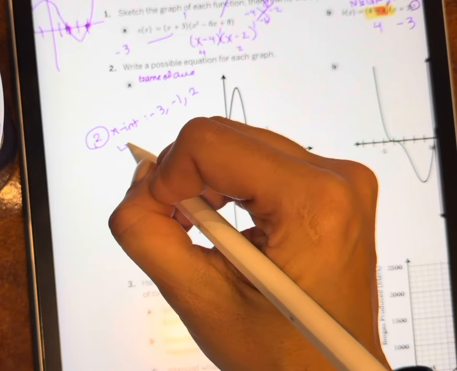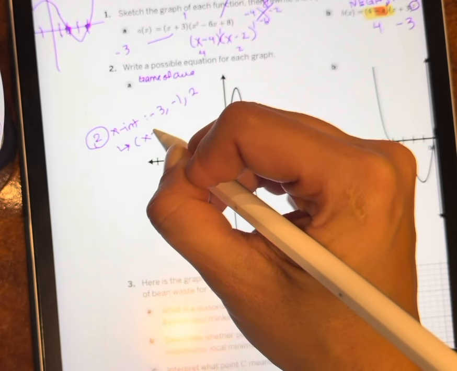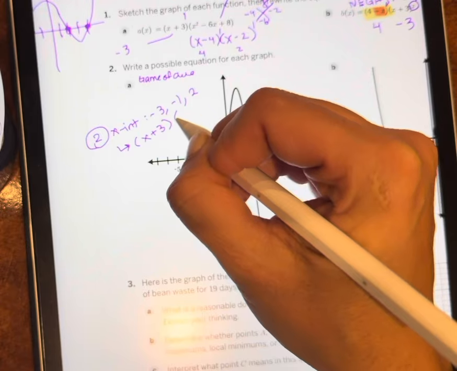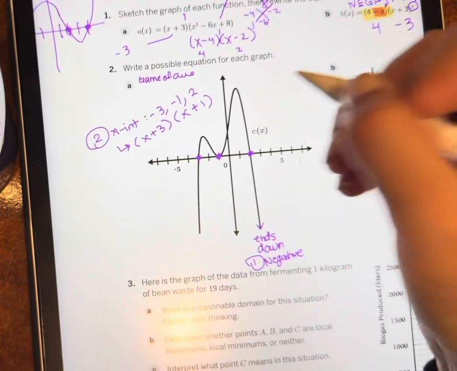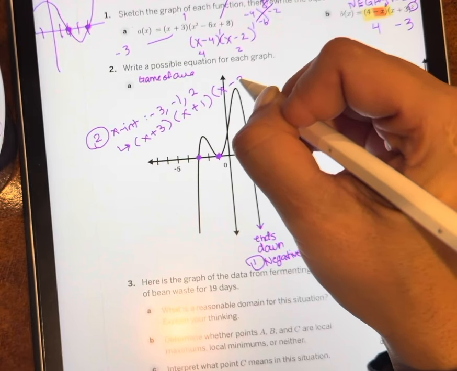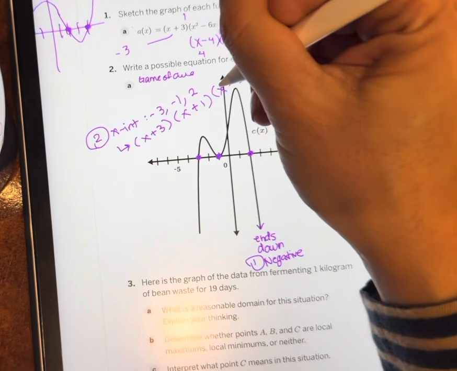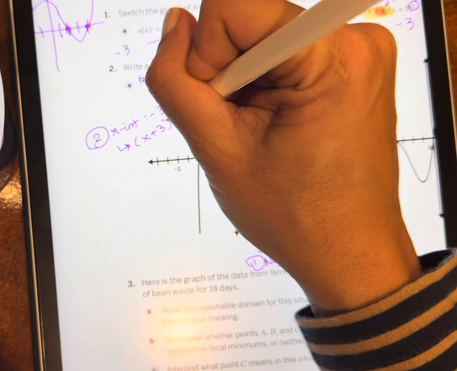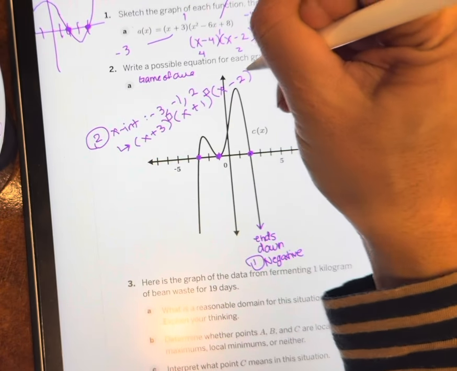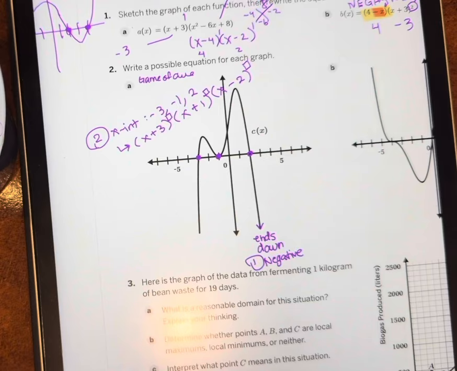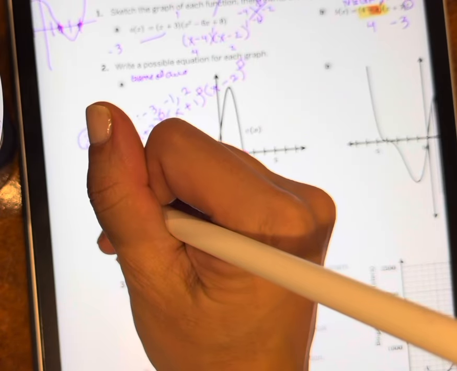All right? So what does that mean? That means I've got x plus 3 in the equation. I have x plus 1 in the equation. And I have x minus 2 in the equation. But please know that these little exponents, which are the multiplicities, we do not yet know. All right? That's going to be clue number 3.